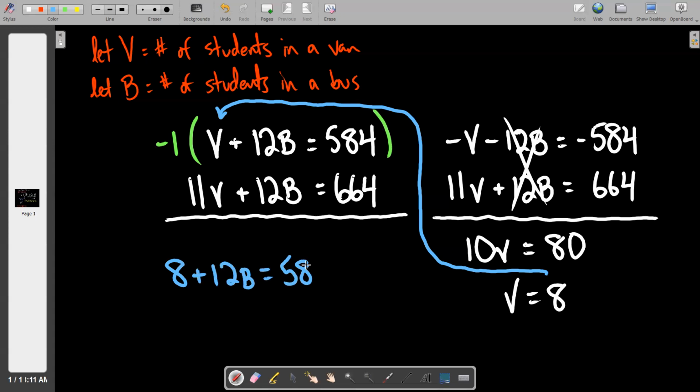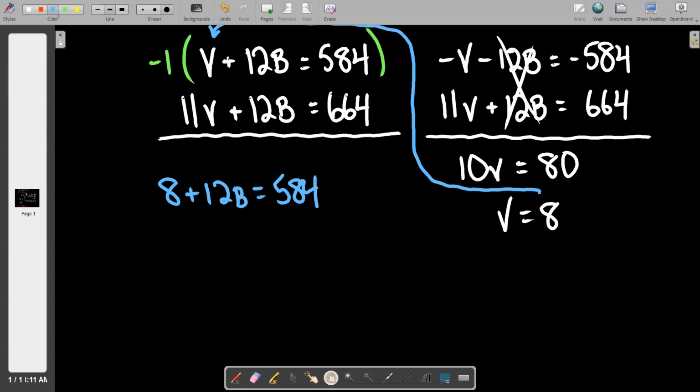Nice. And as always, a little algebra you've got to do. Subtract 8 from both sides, you get 12 B is 576. Divide by 12, you get B equals what? 48.